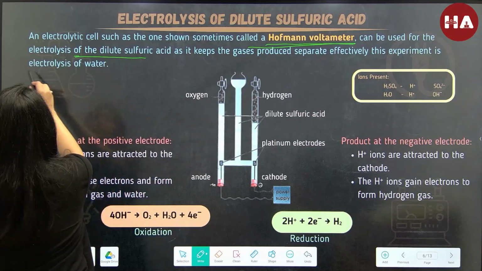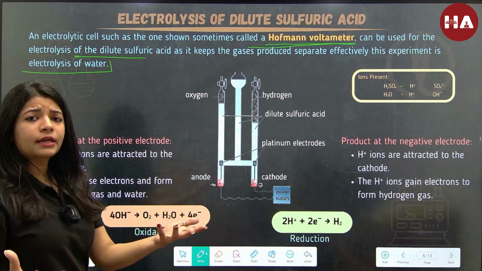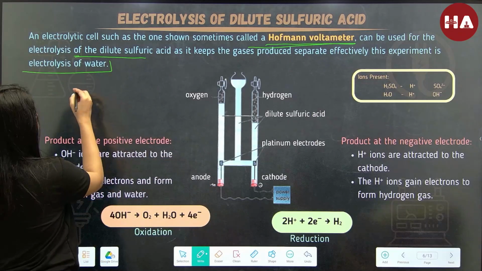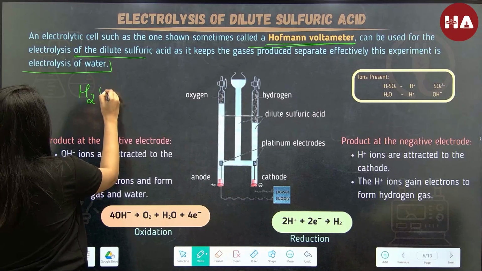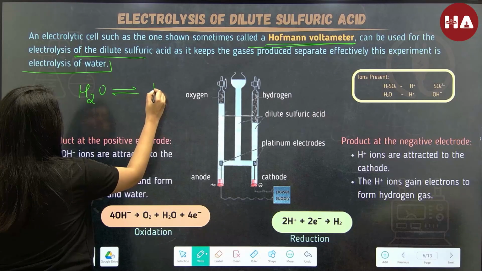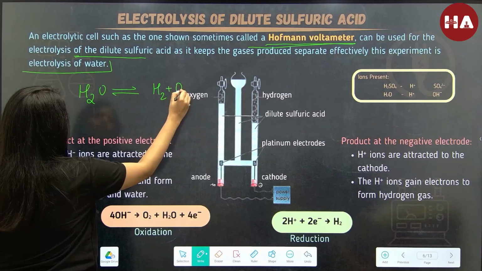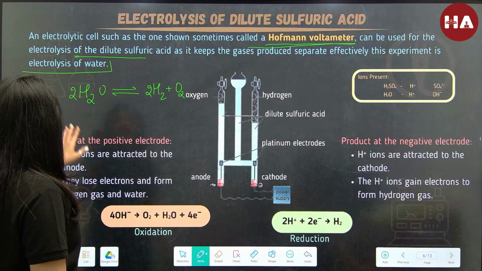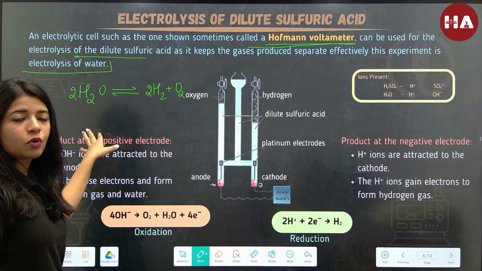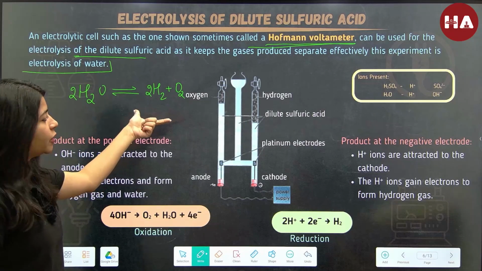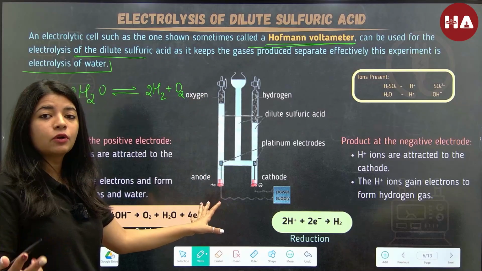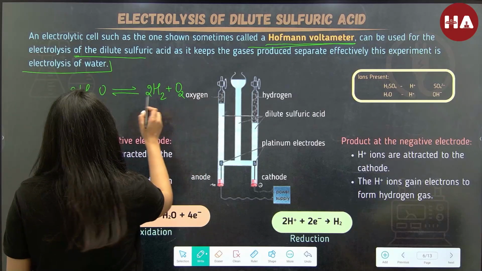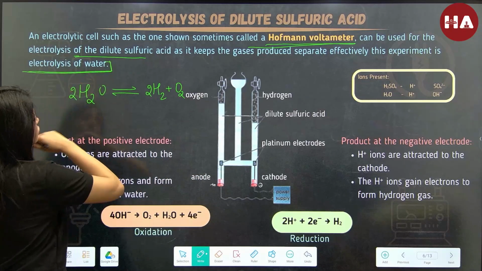This experiment is electrolysis of water. You can also say that this is an electrolysis of water. If I have to write the reaction for water, water breaks down into H2 and O2. If I add 2 over here, now the reaction is balanced. In water electrolysis also, hydrogen gas and oxygen gas are produced. And in H2SO4 also, we will notice that both of these gases will be produced. Hence, it is said that this experiment is also termed as electrolysis of water.